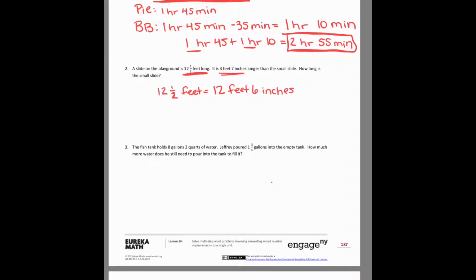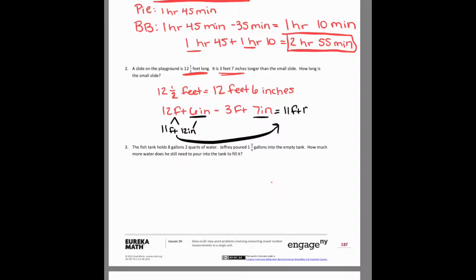And I'm going to say 12 feet 6 inches minus 3 feet and 7 inches to figure out the length of the smaller slide. When I do that, I don't have enough inches in the first term to subtract, so I'm going to have to do what we've done before. I'm going to split that 12 feet into 11 feet and 12 inches. And then I'm going to rewrite the whole thing, because I already had 6 inches to begin with, as 11 feet and 18 inches, because I have that 12 inches and then the 6 that I started with, and 12 plus 6 would give me 18.